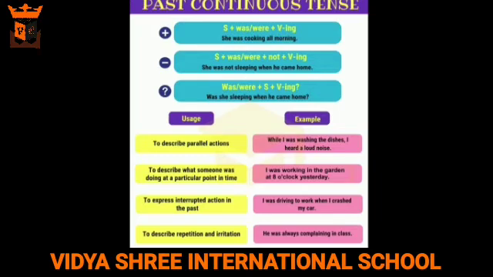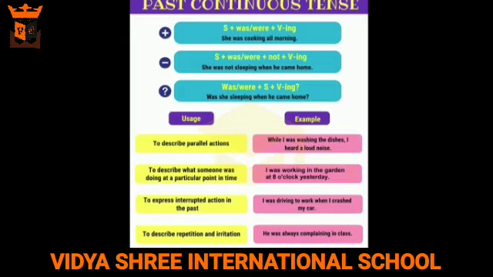Let us see where do we use past continuous tense. It is used to describe parallel actions, which means the two actions which are going on simultaneously. For example, while I was washing the dishes, I heard a loud noise. It is used to describe what someone was doing at a particular point of time in past. For example, I was working in the garden at 8 o'clock yesterday.